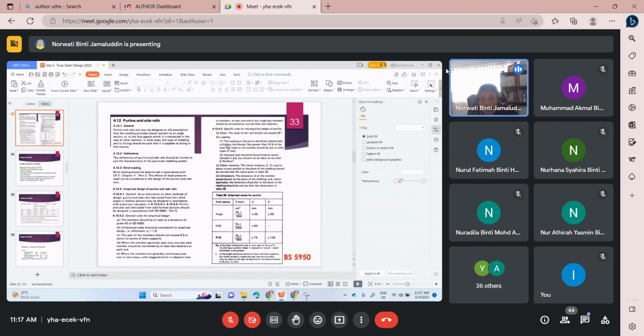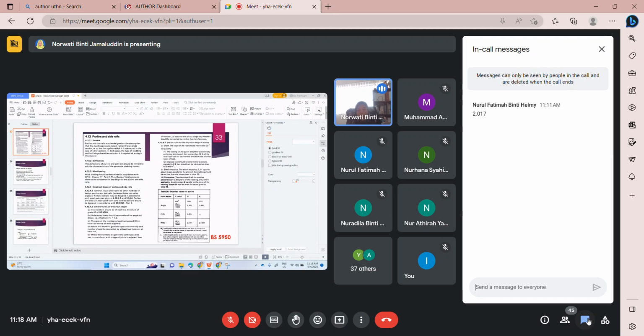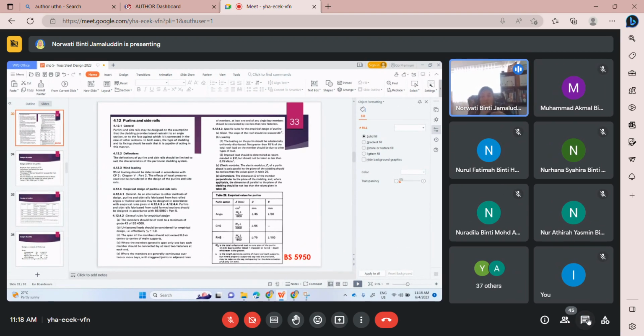For specific rules, it said that the loading on the purlin should be substantially uniformly distributed. Imagine your purlin is supporting roof covering. Do you think that roof covering is a point load? No, it is a UDL load. It will transfer as a UDL load. Not greater than 10% of the total roof load on the member should be due to other types of load. We do not have other types of load.